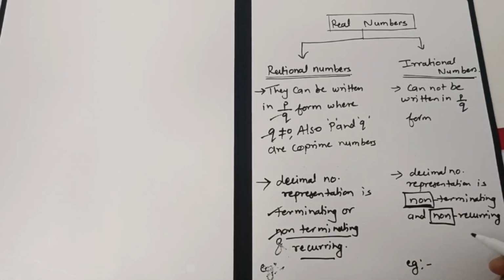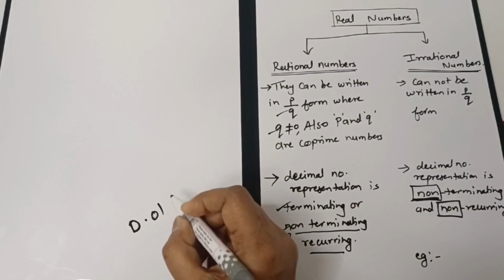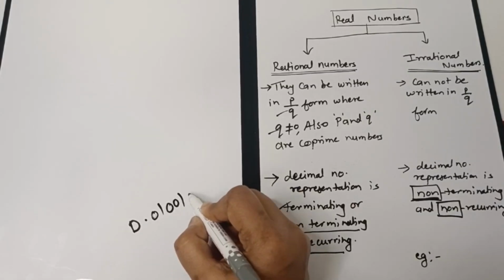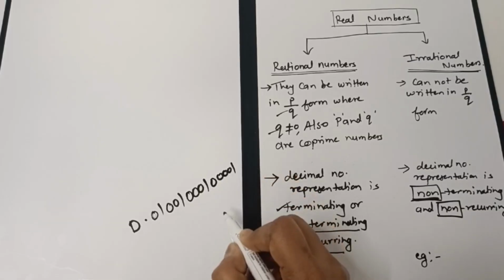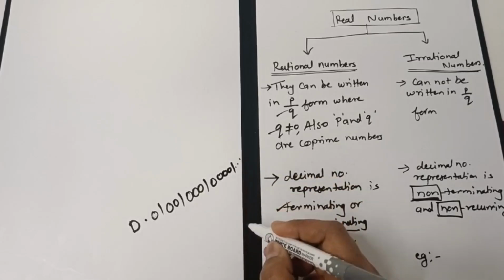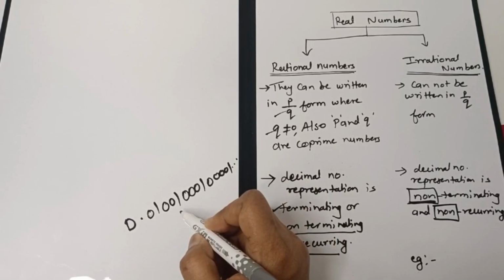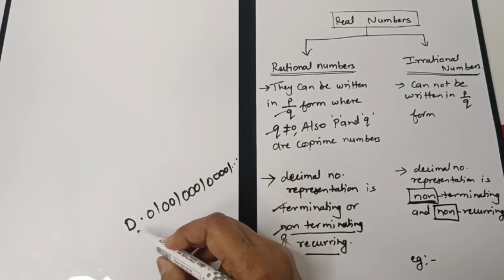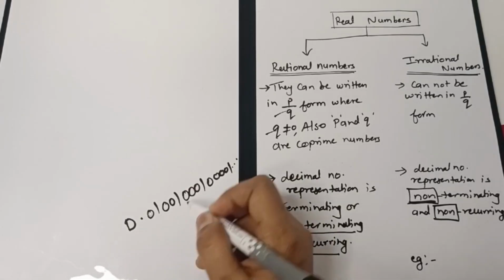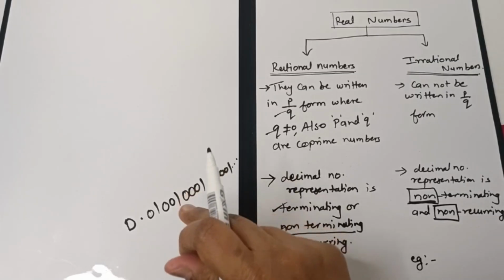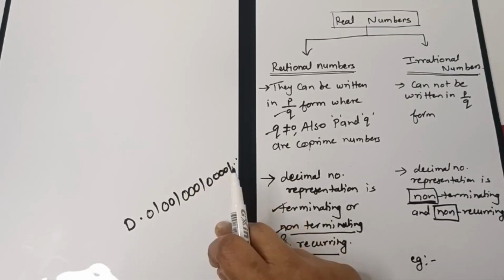What do you mean by that? Let us understand. Suppose you have a number 0.01001000100001 and so on, dot dot dot. You can see here it is non-terminating and recurring is not happening. Repetition is not happening. It is just changing: at one place there is one 0, at another place two 0s, at another place three 0s. So repetition is not happening. That is non-recurring, and it is also non-terminating.